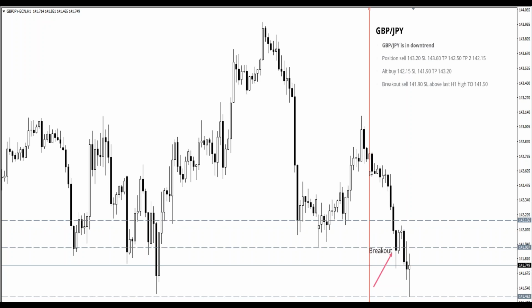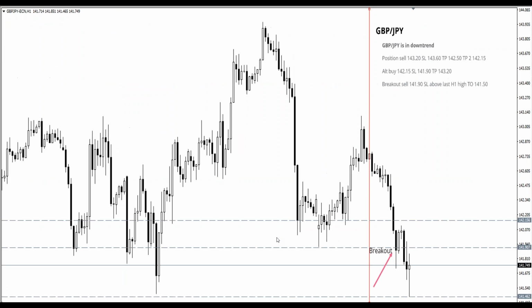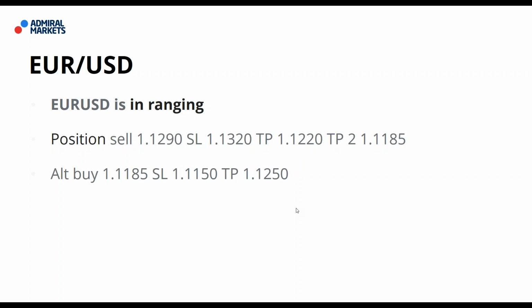Pound yen was initially a loss trade. When equities are dropping, dollar yen is dropping, and of course pound yen is dropping. Yen is getting stronger. That is when risk-off sentiment is on. And here you can see a breakout sell initiated countering the loss. So first we had a loss because the alternative buy trade stepped in around 145.15. It was a loss trade, but then the breakout trade countered the loss, and pound yen actually was the winner after all. So total pips pool 245, 295, the maximum number. Well, I hope that you made money.